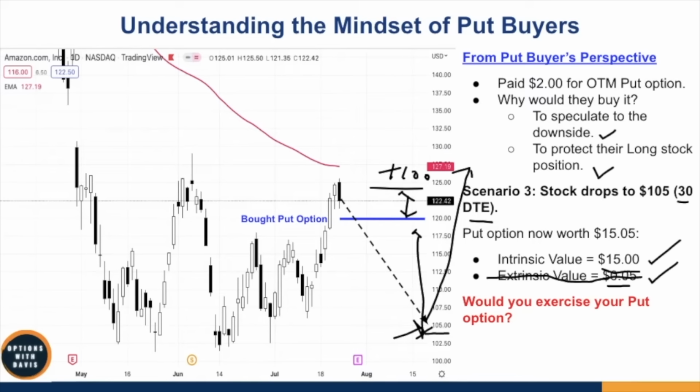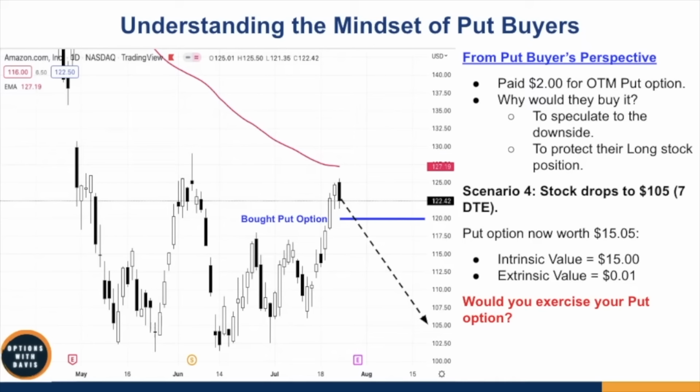All right, so let's take a look at the last scenario. Scenario number 4, same thing, the stock drops to $105, same as scenario number 3, but the difference is that there are 7 days to expiration left. So there's only 7 days. And now the put option is worth $5.01. All right, so this is a typo, it's $5.01. The intrinsic value is $5, and there's 1 cent left in extrinsic value.